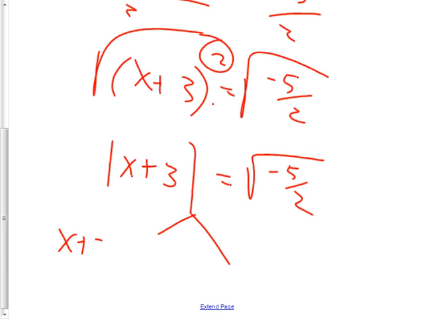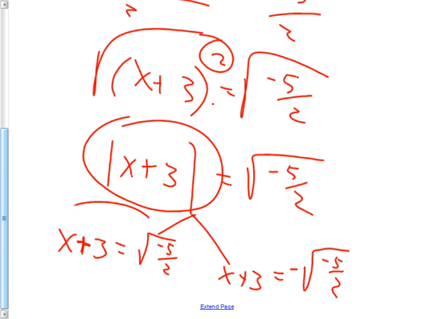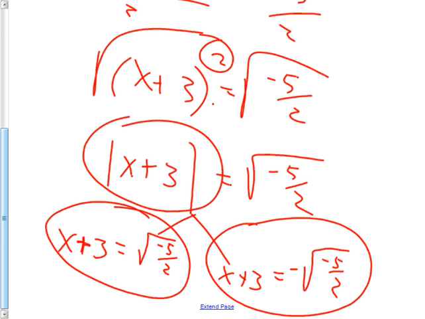X plus 3 is the square root of -5/2. And is that even possible? Yeah, with imaginaries it is. And I'm not sure it was negative. Yeah, it was. And x plus 3 equals negative of the square root of -5/2. So anytime you have an absolute value, you're going to break it into 2 equations and then solve them separately.